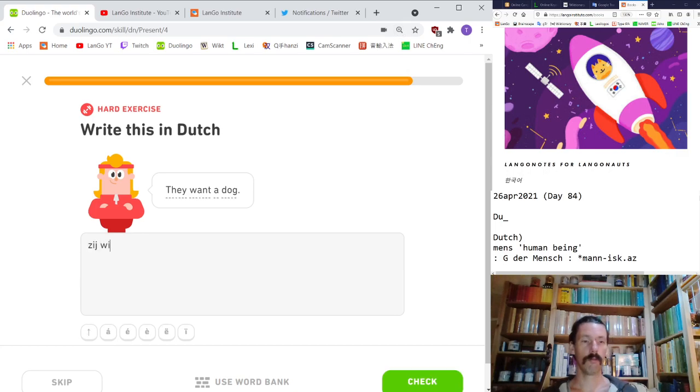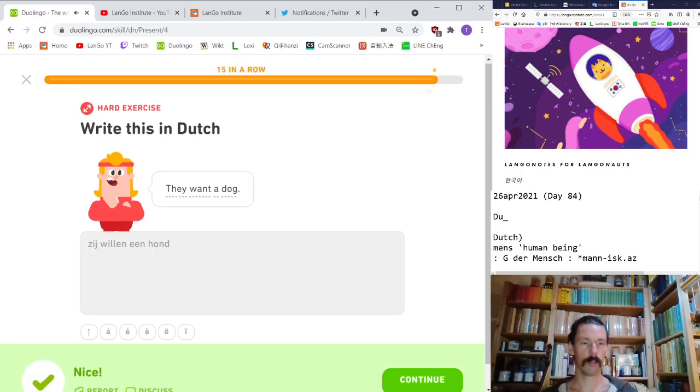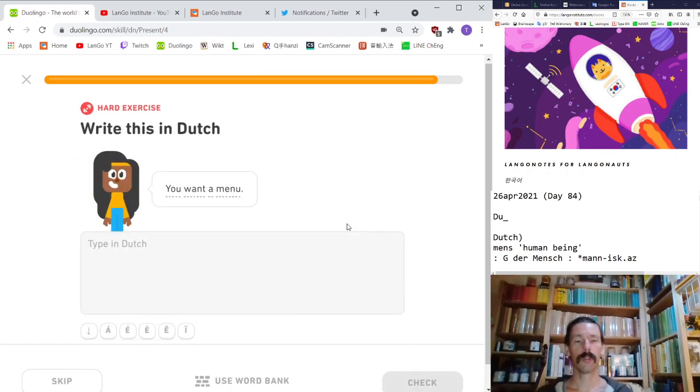Zij willen een hond. So the -en, because the subject is plural, they're plural, and that's a dog, indefinite. Jij wilt een menu.